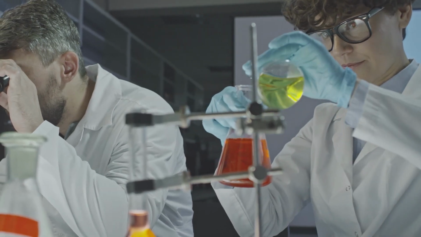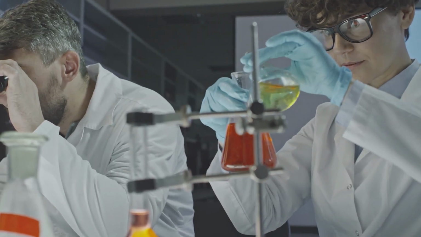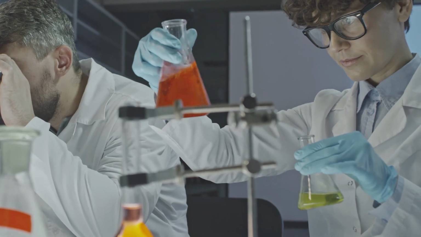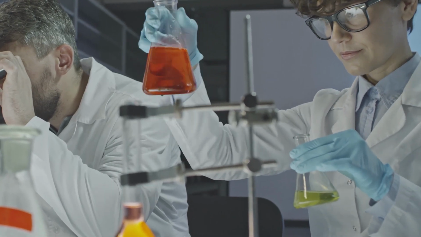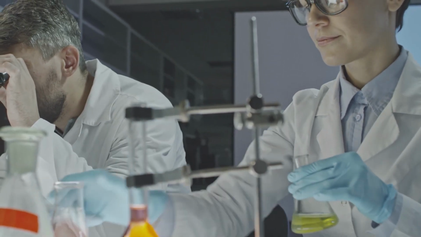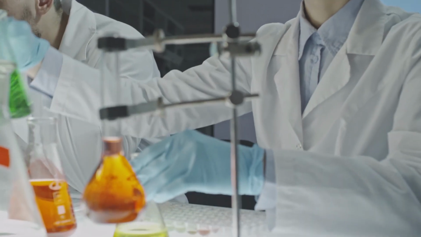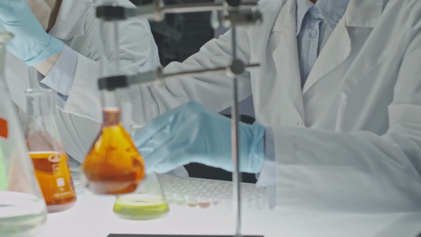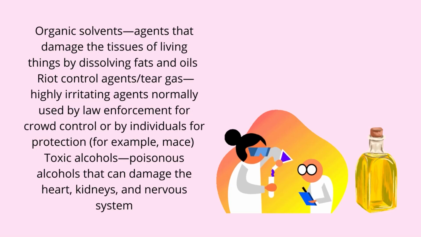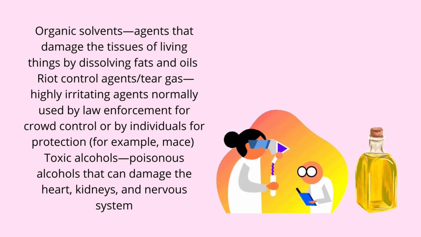Nerve agents are highly poisonous chemicals which prevent the nervous system from working properly. Organic solvents are known to damage the tissues of living things by dissolving fats and oils. Common are the riot control agents or tear gas, which is used by law enforcement agencies for crowd control or by individuals for protection. Toxic alcohols are known poisonous alcohols that can damage the heart, kidneys and nervous system.